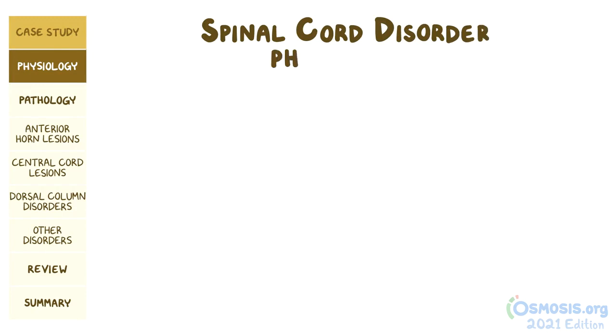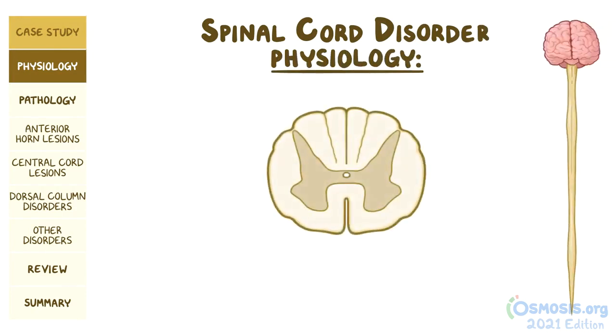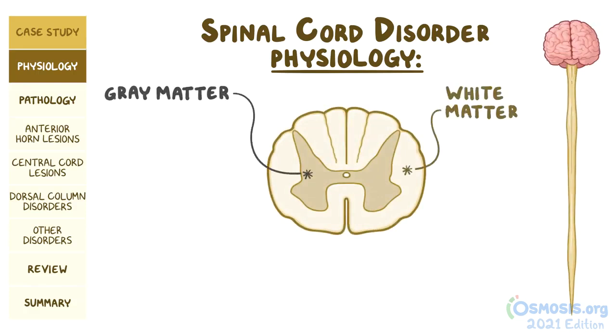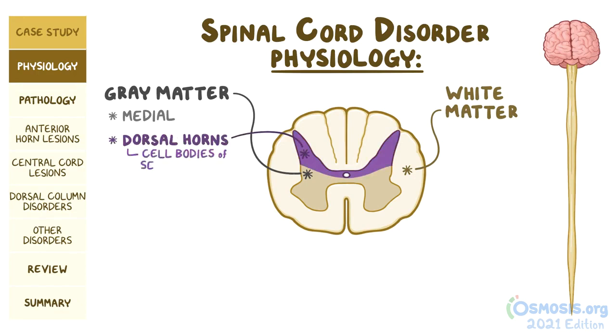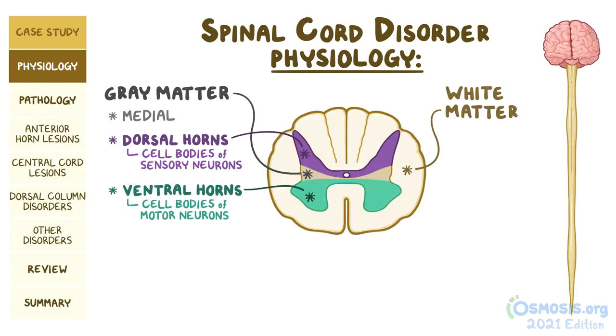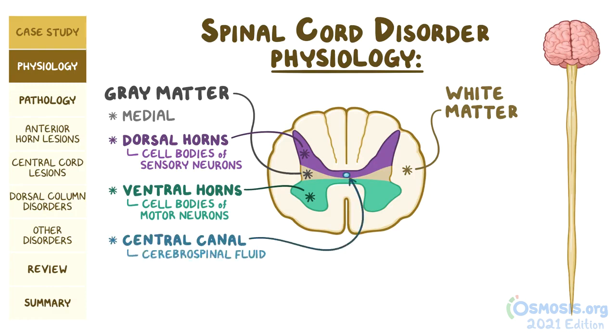Okay, so let's talk about physiology first, real quick. If we zoom in at a cross-section of the spinal cord, we'll see that it's composed of both gray and white matter. Gray matter is found within the medial portion of the spinal cord and has two dorsal or posterior horns that contain cell bodies of sensory neurons, and two ventral or anterior horns that contain cell bodies of motor neurons. In the center of the gray matter, there's a small cavity called the central canal, which is filled with cerebrospinal fluid that provides nutrients and mechanical support.